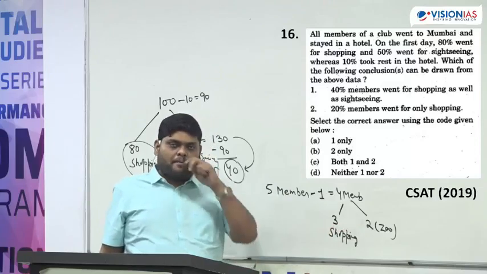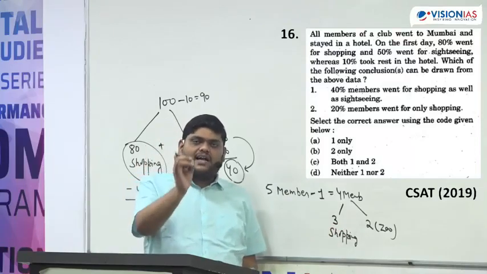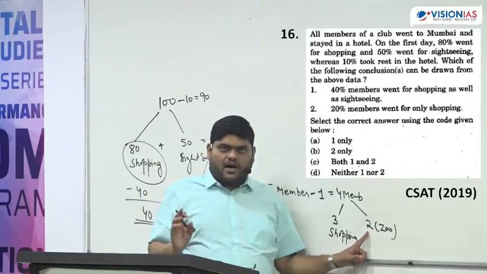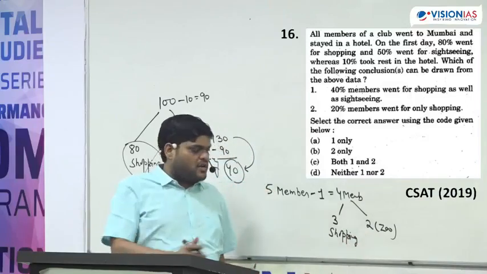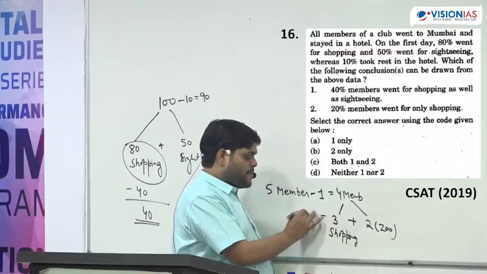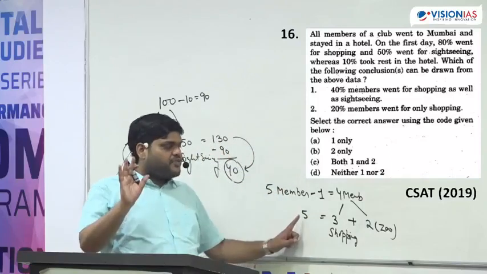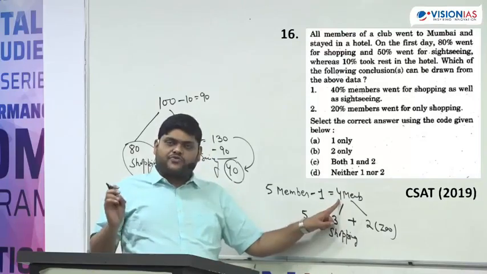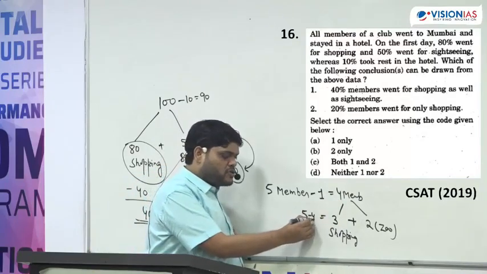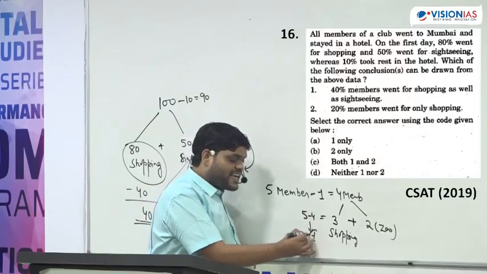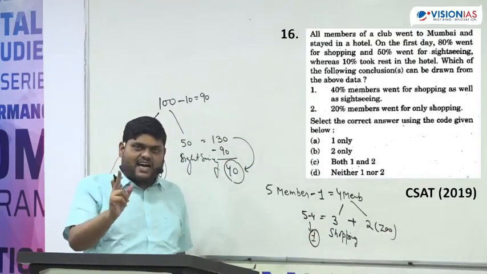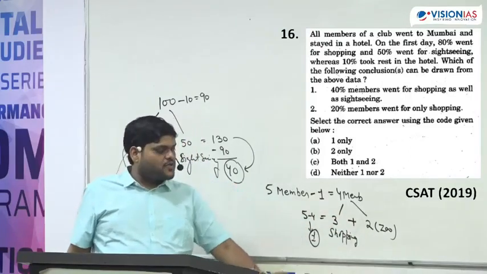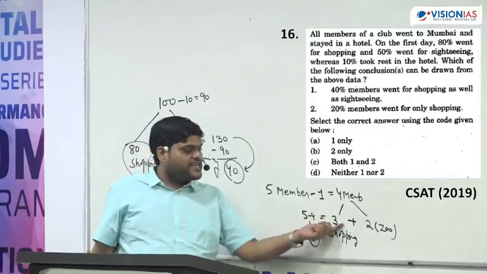Because total 4 members are there. That means some members are there who went for shopping in the morning as well as went for zoo in the evening. Are you getting my point or not? And how to find out? If we add this, total member is coming as 5. But if total members are 4, if I subtract, 5 minus 4, I can say that one person is there who went for shopping as well as zoo also.